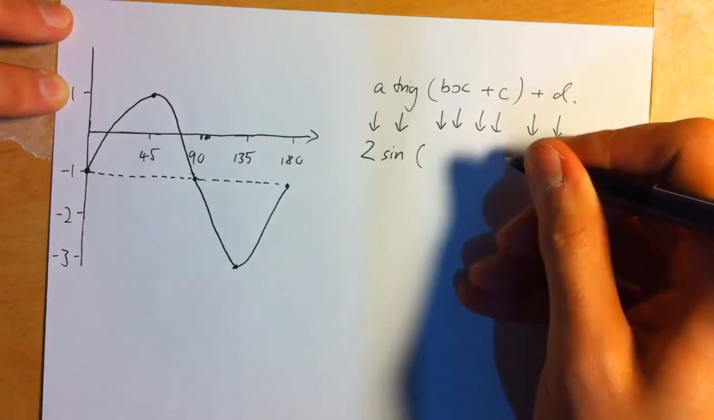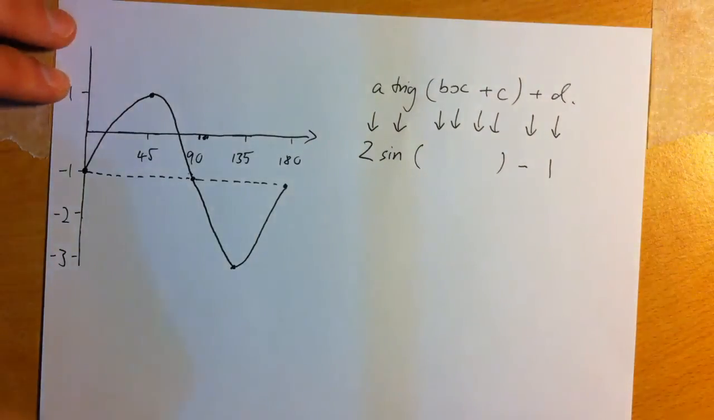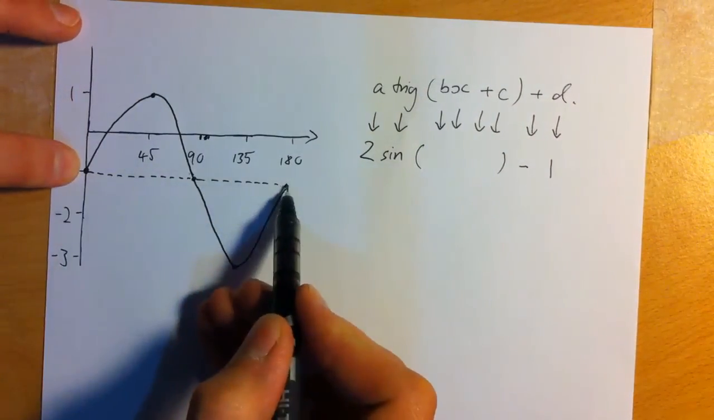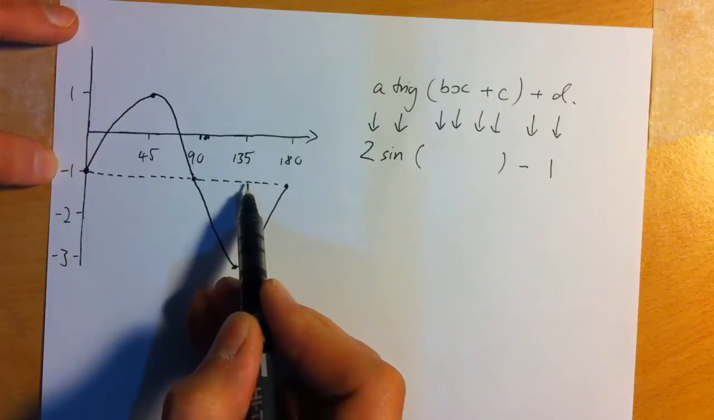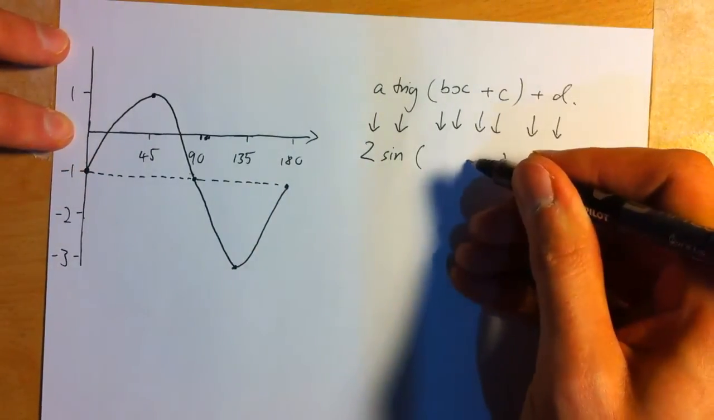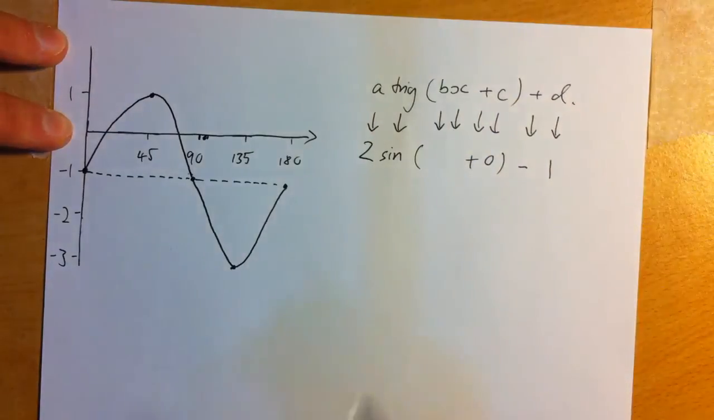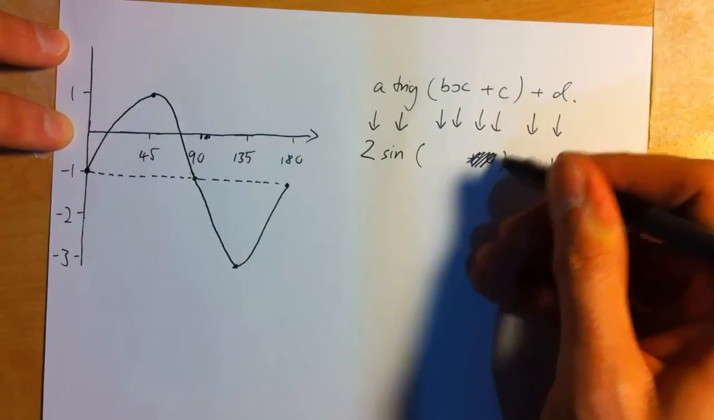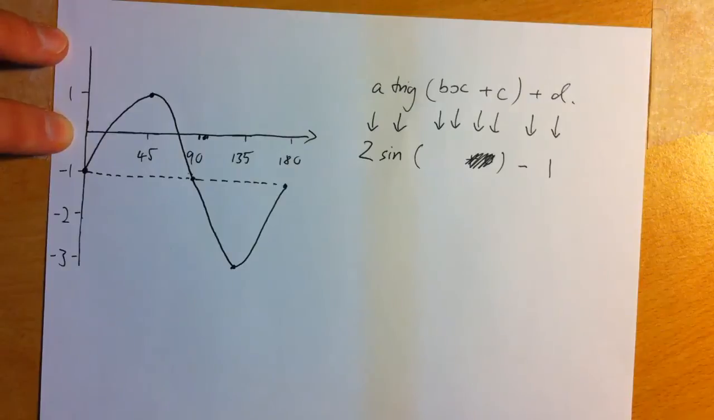Okay. Now, it's the sine graph. It hasn't been shifted across to the left or across to the right. So that means that this plus c is 0. So I'll write plus 0 just so you can see, but in reality we wouldn't write anything at all. We would just cross it out.